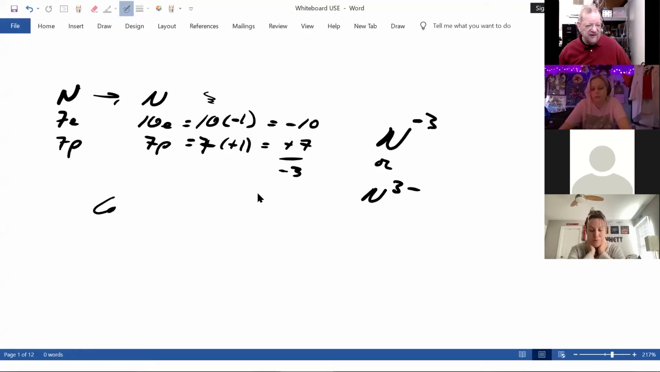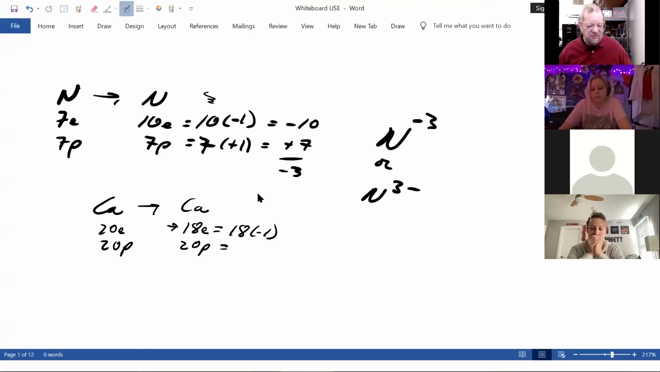For calcium, you have 20 electrons, 20 protons. It wants to go to 18 electrons, but the protons never change. How do we get that? Because that's the same number of electrons as the nearest noble gas. Well, each electron is a -1. Each proton is a +1. Do the math: -18 plus 20, add them together, you get a +2.